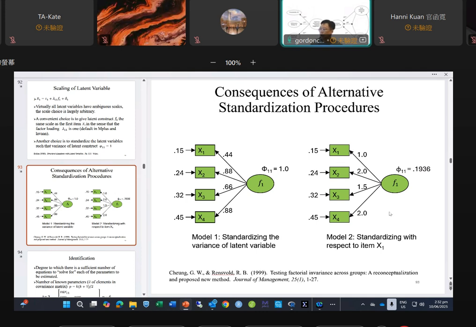Any item. In fact, Mplus and Lavaan will just pick the first item, and we don't know what the first item is. You can rearrange your items such that the first item is X2 or the first item is X4. Sometimes people say that we should pick the one with the smallest factor loading or the largest factor loading as X1. No, you don't need to. Okay, so have I answered your question? Is it any item?